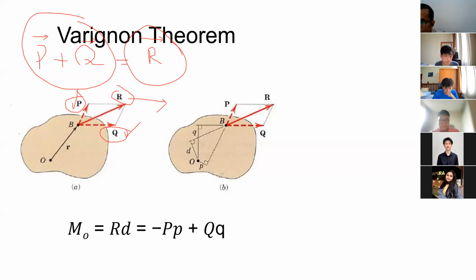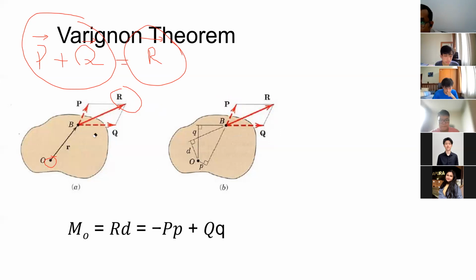So basically, if we want to find out the effect of vector R, if we want to find out the moment which is caused by vector R at O, we can do it by dividing vector R into P and Q, and then calculating the moment which is caused by vector P at O, and the moment which is caused by vector Q at O, and then sum it together.